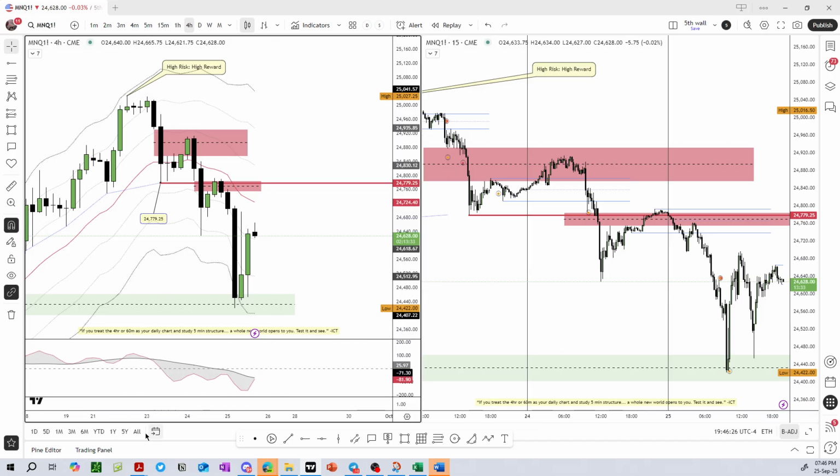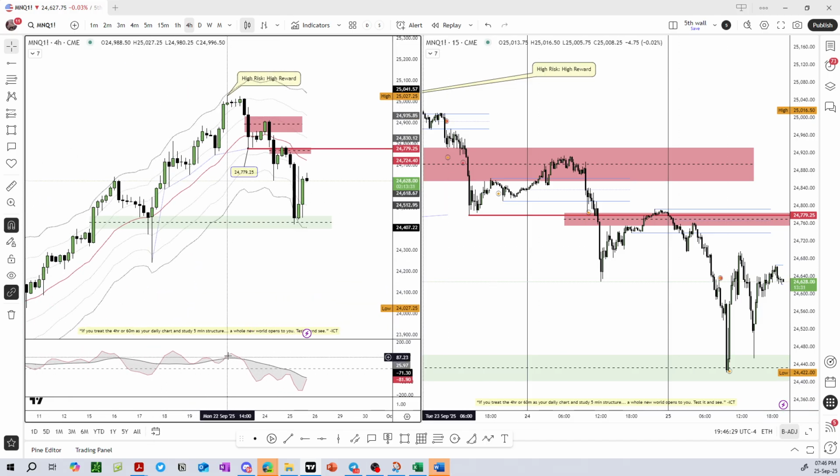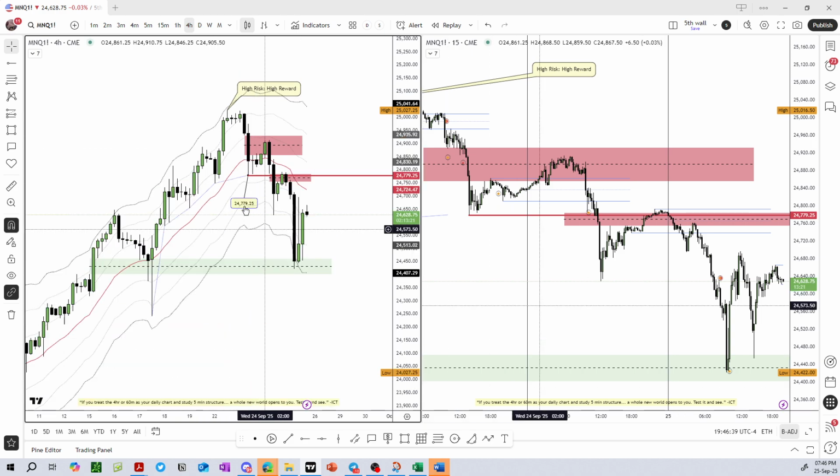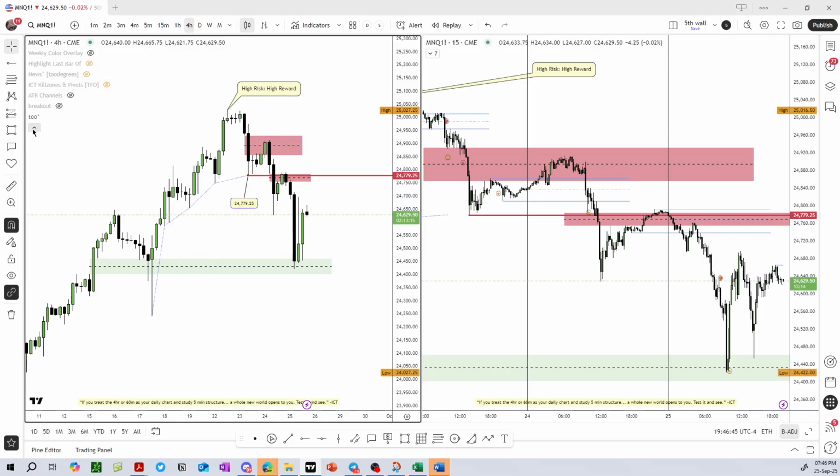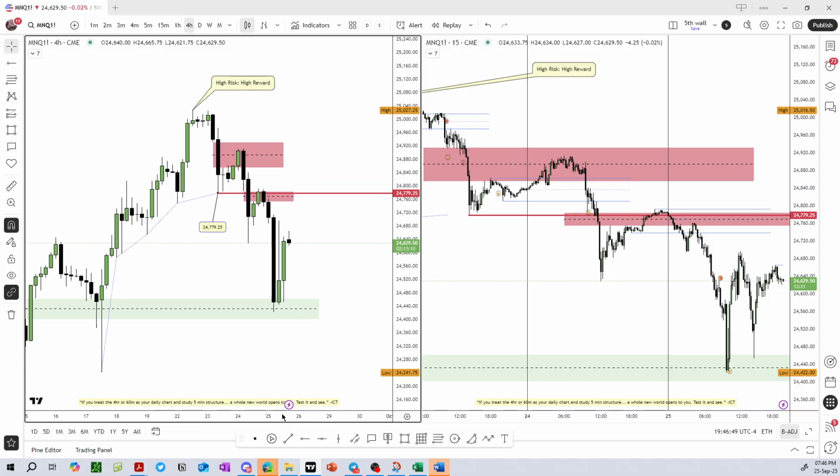This kind of modified MACD also offers an opportunity here as well. We have a divergence and price going lower, but that's if you're into quantitative tools. Otherwise, we can just rely on and stick to these price action based models, ICT based models.